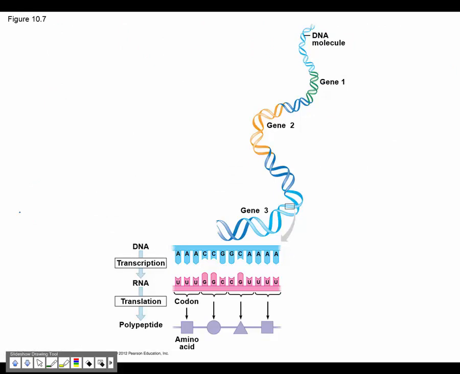So here we are, the DNA molecule, and there's a certain gene 1 and gene 2 and gene 3. And then that gets transcribed into RNA and then translated into a polypeptide using codons of 3. So in this case, it made it easy and said AAA and CCG and so on and so forth.